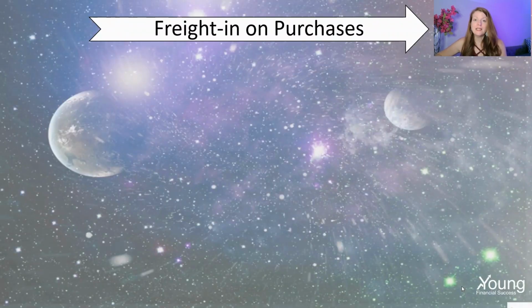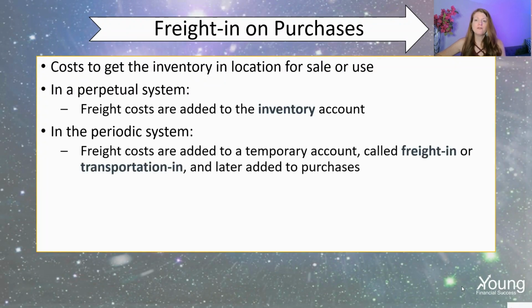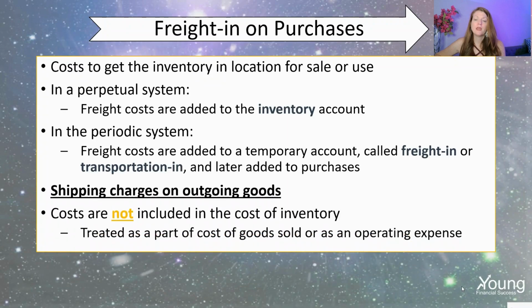So, freight in on purchases. In perpetual inventory, freight costs are added to the inventory account right when we have to pay for those. In periodic, freight costs are added to a temporary account. Remember, we already had that temporary account for purchases throughout the accounting period. But now we have a temporary account that would either be called freight in or transportation in. Either way is fine. And later it gets added to the purchases.